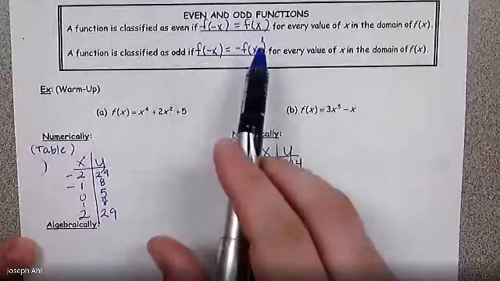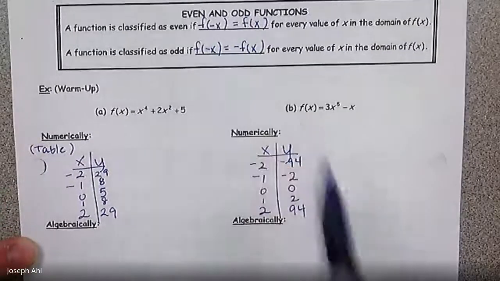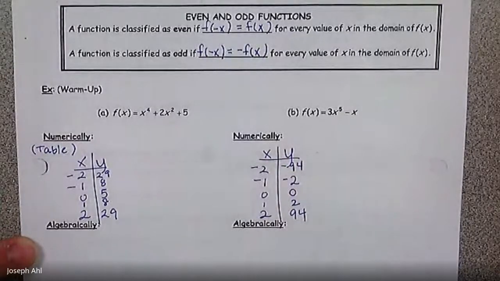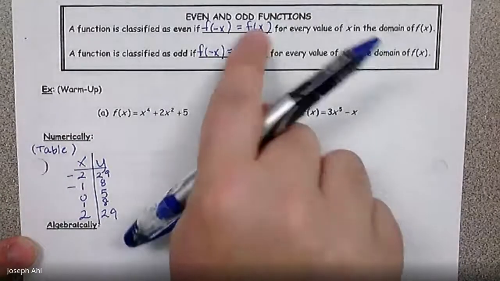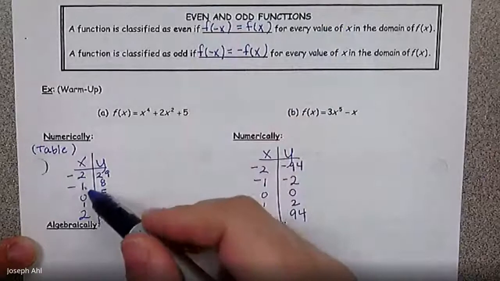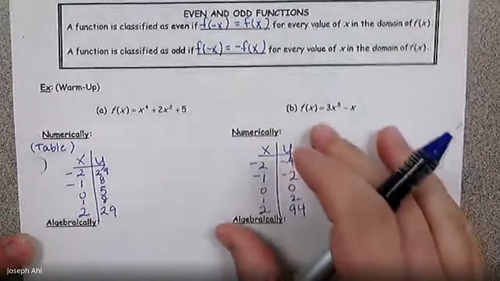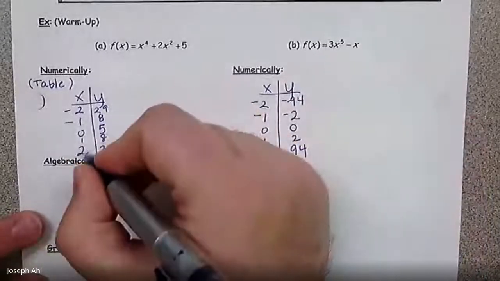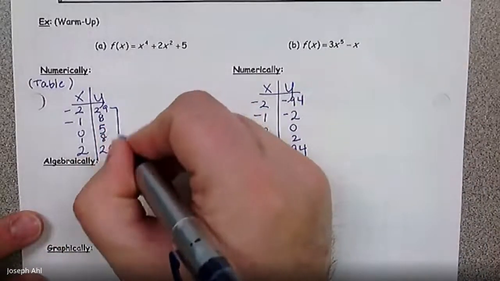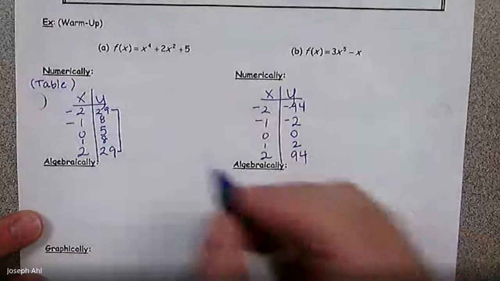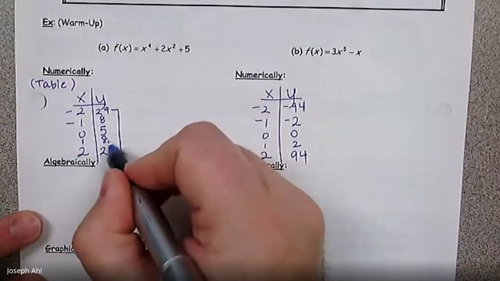Do we have any cases where f of x and f of negative x have the same y value? So when I plug in x or negative x to the function, let's look at this first table. Is it true that if I plug in x or negative x, the y values match? Well, they certainly do for the input of 2 and -2, those y values both match at 29. They even match for the inputs of 1 and -1, don't they?